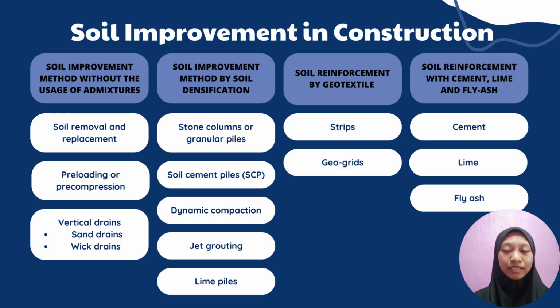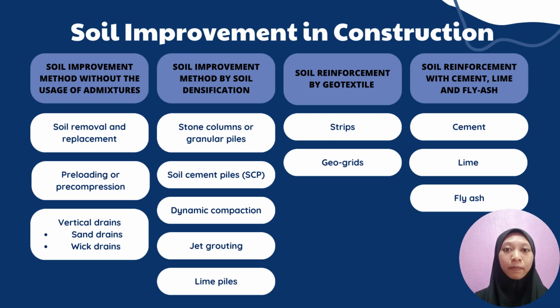Vertical drains are divided into 2 categories. The first one is sand drains and the second one is wick drains. Sand drains cause a rapid rise in the rate of consolidation, while wick drains are effective for expediting the predicted consolidation settling. The second one is the soil improvement method by soil densification. There are 5 techniques under this method. Firstly, stone columns or granular piles. This technique improves the bearing capacity of shallow foundations on soft soil while also lowering soil consolidation settling.